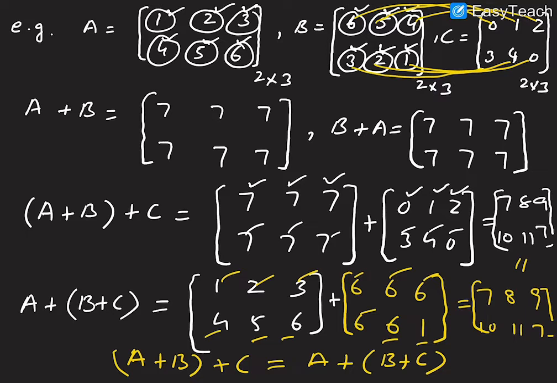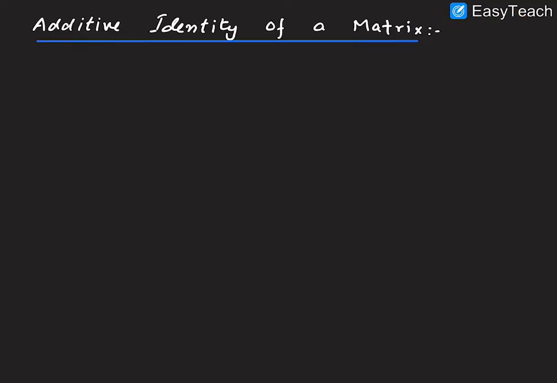So commutative law also we have proved with the help of the example. A plus B is equal to B plus A. This is called commutative law, and associative law also we have proved. Now next is additive identity of matrix.